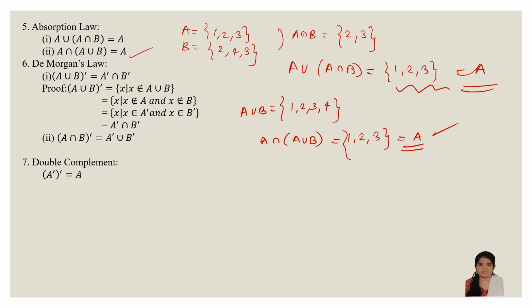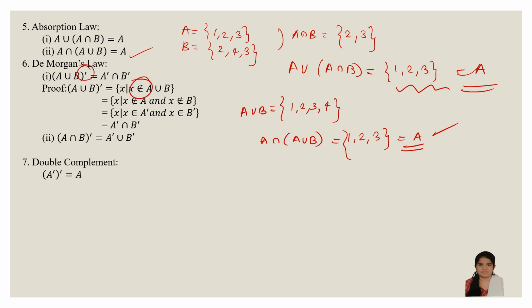Absorption law also holds. Next is De Morgan's law. What does De Morgan's law say? How can we express the complement of A union B? We can express the complement of A union B as A complement intersection B complement. How? Let's prove it. The proof says, suppose there is some X which does not belong to A union B. Now, why have we considered does not belong? Because we are taking the complement.